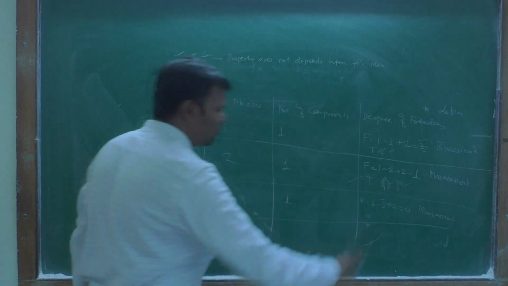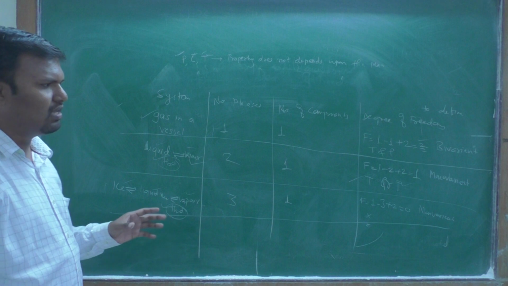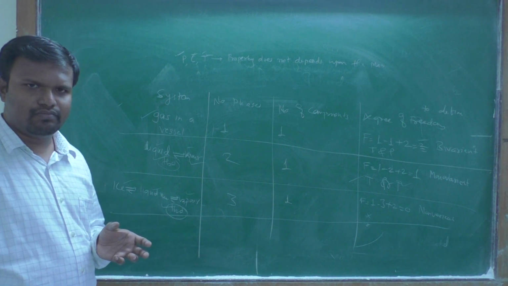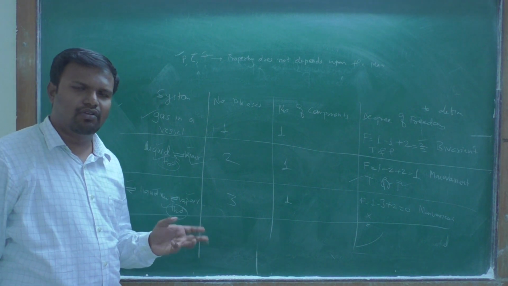Okay, by using this rule, you can find out how many degrees of freedom there are, which is given by Gibbs. Okay, this is all about the degree of freedom.